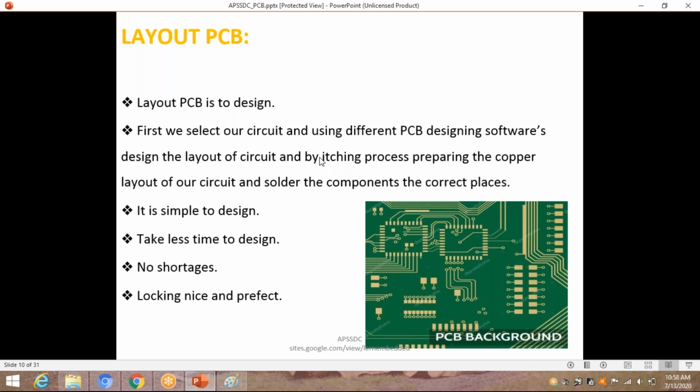Here it is. Sir, can you spell it? E-T-C-H-I-N-G. Okay, make a change of it.